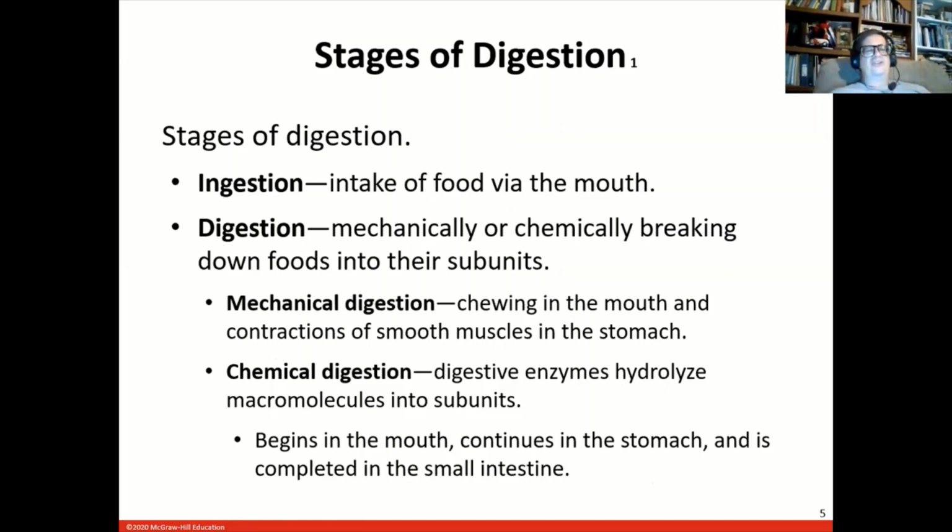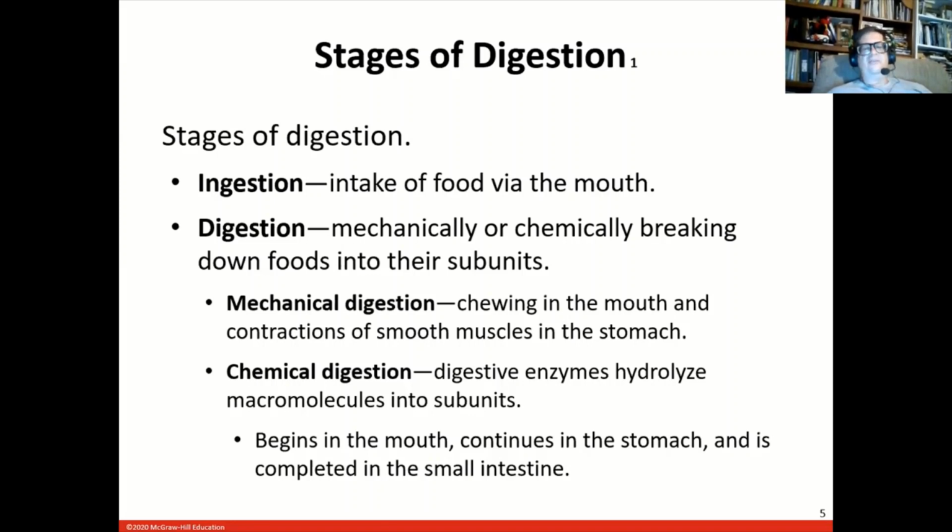Digestion happens in stages. Ingestion is taking food into the mouth. Digestion is breaking it down. Mechanical digestion is what happens in the mouth or in the stomach when we are mixing the food and breaking it apart. Chemical digestion is what we talked about before, turning proteins into amino acids and fats into glycerol and fatty acids, turning carbohydrates into little monomers of glucose.